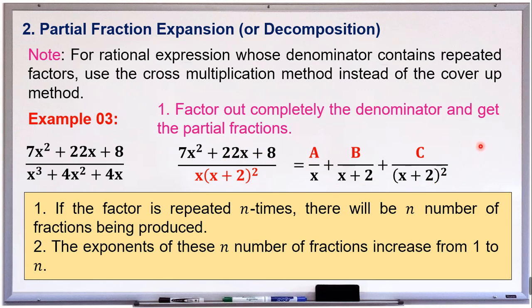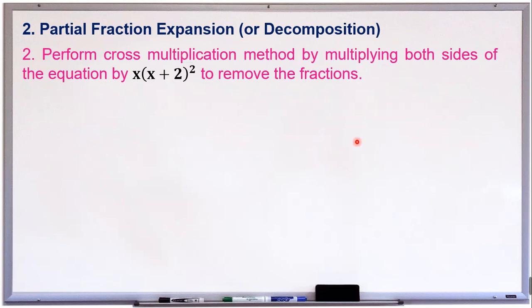Okay, next is the cross multiplication method. It is different from the cover up method, because for the cover up method, we base the calculation for the unknown variable on the original expression, and then we just simply cover up the factors. But for the cross multiplication method, the technique here is by using algebraic manipulations. So for this method, we're going to multiply both sides of the equation by the denominator of the given complex fraction, and that is x times x plus 2 squared.